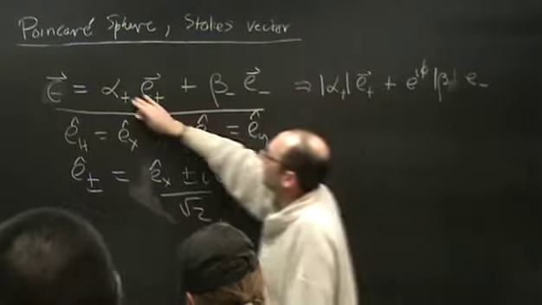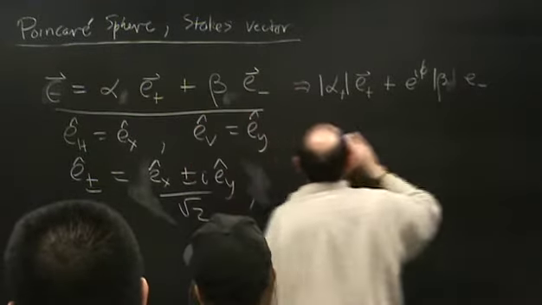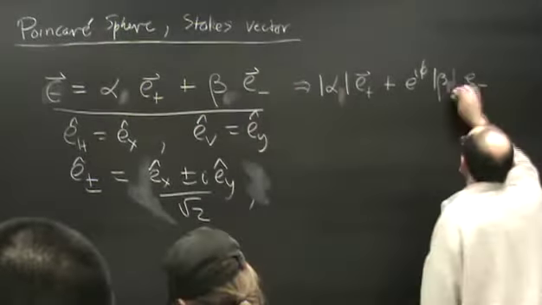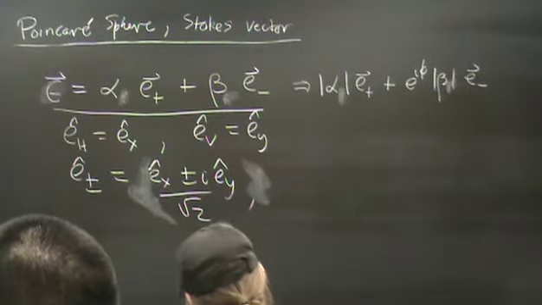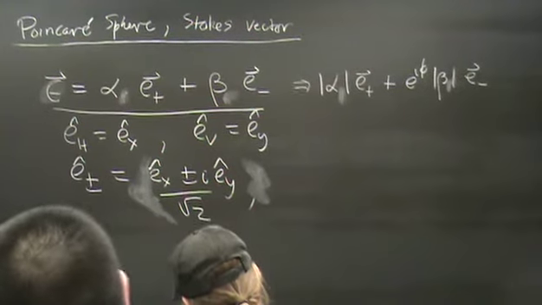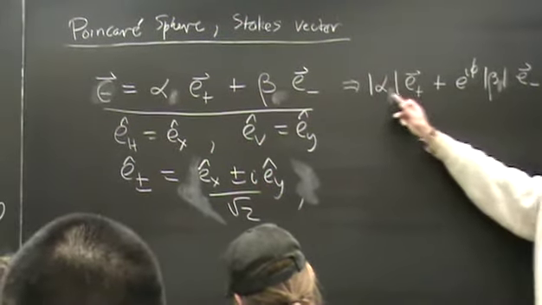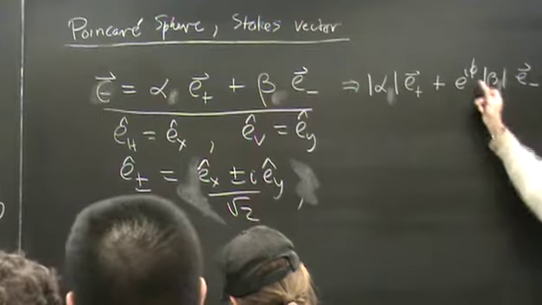Let me, instead of that, just call it alpha and beta. I don't know why I put stupid labels on it. Let's call it alpha and beta. Minus. Okay. So now I have 3 numbers: the magnitude of alpha, the magnitude of beta, and this one phase.